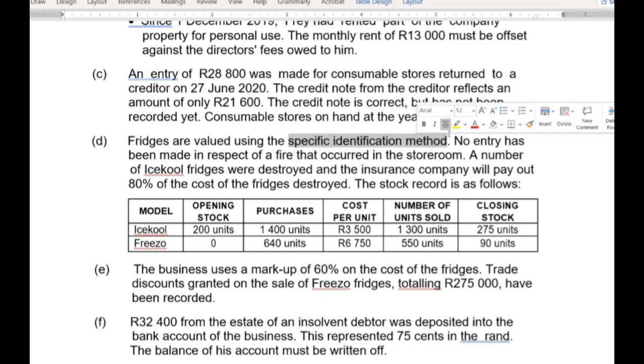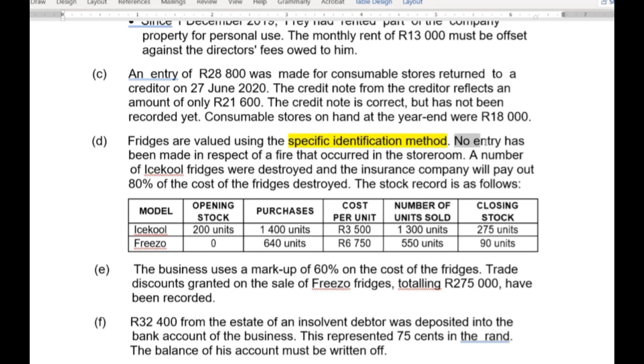Learners, I've seen this now creep into paper one. Remember, inventory is a paper two activity. So inventory is covered in paper two, but in paper one, they can also examine aspects of inventory. And whenever it comes to trading stock deficit or stock loss, they are now incorporating the inventory valuation methods. So they value fridges according to specific identification. Now they say no entry.